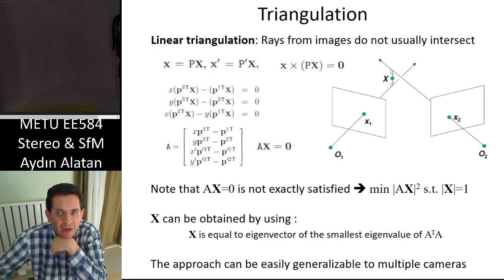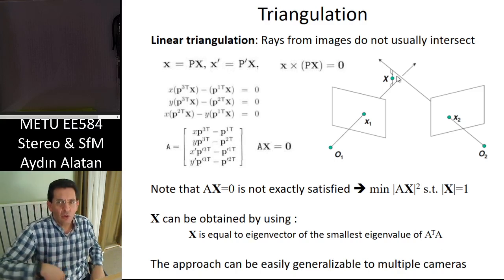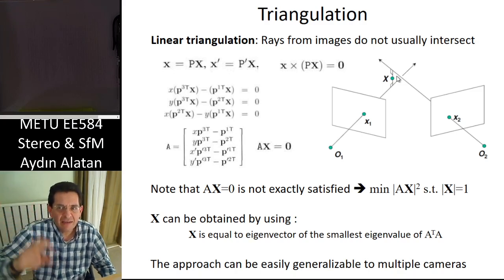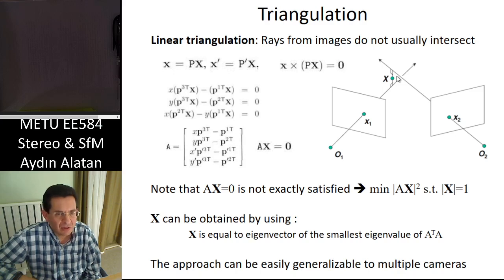If there are 5 images here, you can put, for example, 10 such lines, and solve it using this criterion, and such a technique will give you an estimate of the 3D point. One can say that since these rays are not crossing, our solution is something in between, the nearest points between these two rays.